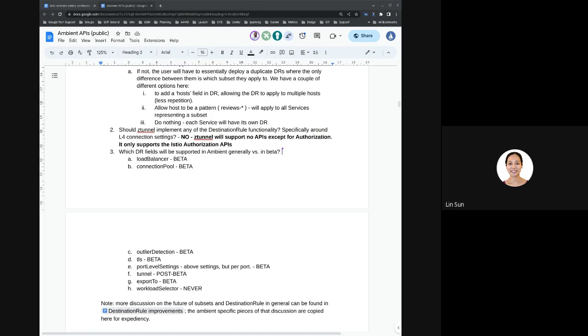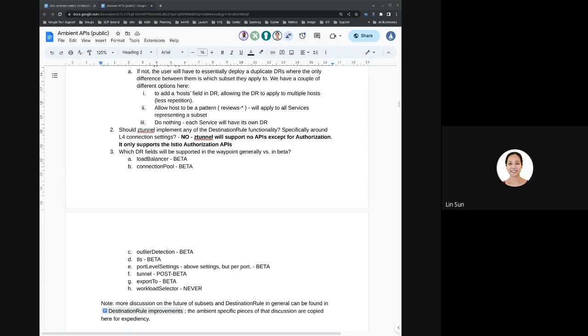Okay. Yeah, thanks for that clarification. That's helpful. So that completely clears up the second piece. So then that narrows down the third question and the first question: which destination rule fields to be supported in the waypoint generally versus in beta. And then for the first question, should the waypoint support non-service defined subsets?